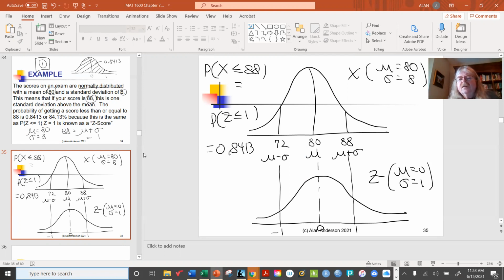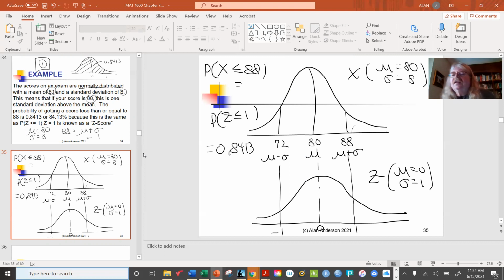So the table is showing you these standard normal probabilities. If you're dealing with a situation where you have a normal variable, but it's not standard normal, you can easily convert this X into Z by figuring out how many standard deviations you are above or below the mean. Once you have that information, you can then use the table. All right. So 88 and 1 mean the same thing.